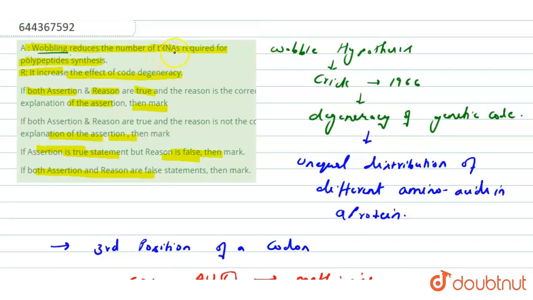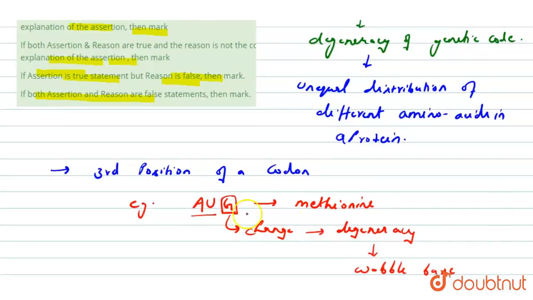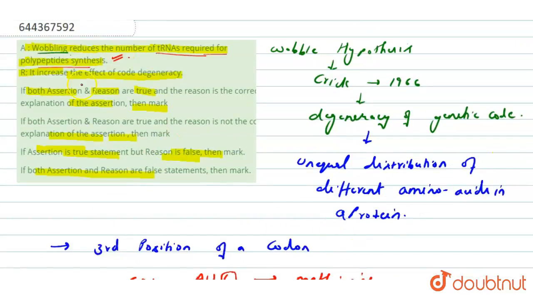So if we talk about the reason of the given assertion, so assertion says that wobbling reduces the number of tRNAs required for polypeptide synthesis. So this statement is absolutely correct because tRNAs, which is an adapter molecule, they carry anticodon, right? So these codons are in the form of triplet code and they carry these anticodons for the formation of amino acid, right? So if there is the wobble base, it reduces the number of tRNAs, right, required for the another amino acid, but it increases the effect of code degeneracy.